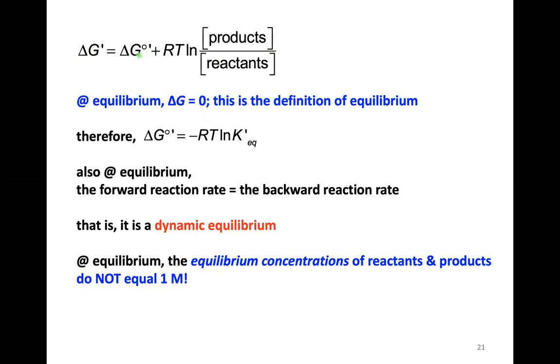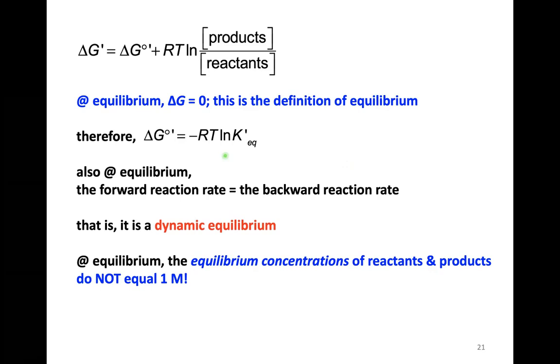Just cutting and pasting this reaction here. At equilibrium, delta G, the actual free energy, is 0. We do some rearranging and we get back to this relationship between the standard free energy and the equilibrium constant that you well know. Okay. We also know at equilibrium, again, from general chemistry, that it represents a dynamic equilibrium. That is, the forward reaction rate equals the backward reaction rate. Okay. So it's not a static equilibrium.